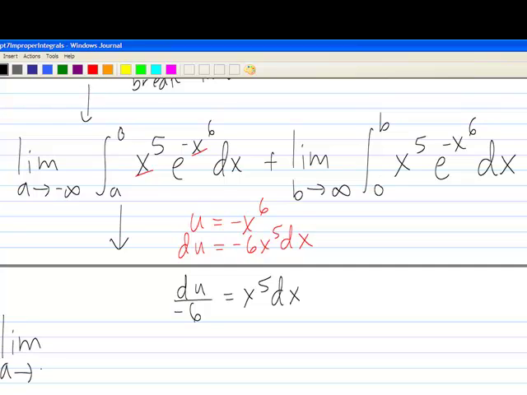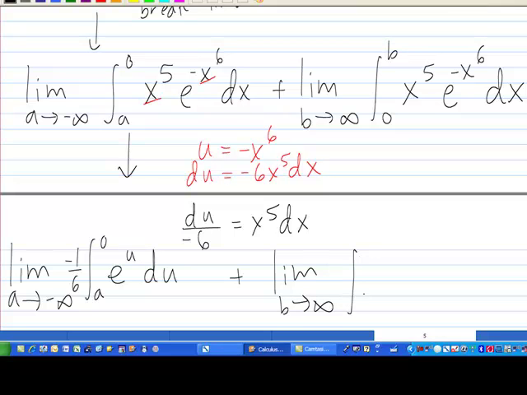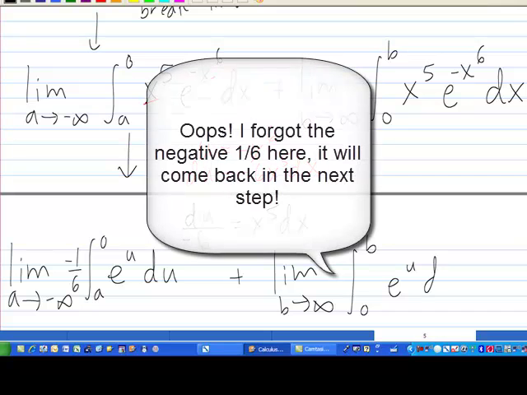The left side integral is going to be simplified. The limit as a goes to negative infinity, integral from a to 0, is going to become negative 1/6, I'll put outside, e to the u du. The negative 1/6 came from rewriting du in this manner, and the integral is going to look like that, which is very nice to evaluate, plus the limit as b goes to infinity, the integral from 0 to b, also e to the u du.